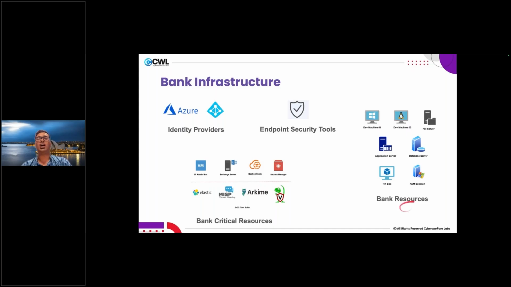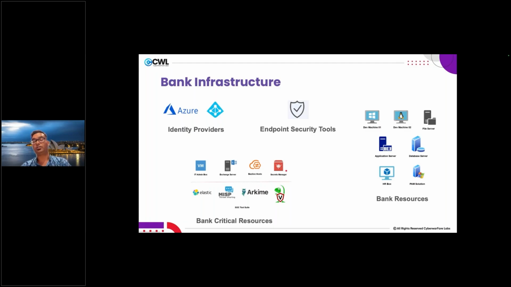And many of these things are deployed directly in the bank resource or in the premises of the bank. But we have seen that Active Directory is heavily used for maintaining and managing the employees of any of the banks. So that is what we have seen previously. And these are some of the bank critical resources. For example, the admin boxes, Exchange server, which is actually treated as tier 0 or tier 1, right? Then the Bastion host or the secrets manager, where all the credentials are stored.